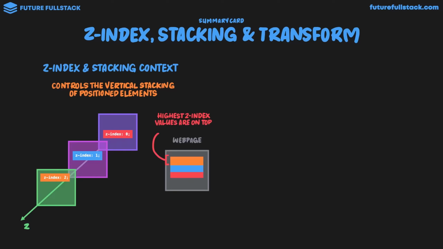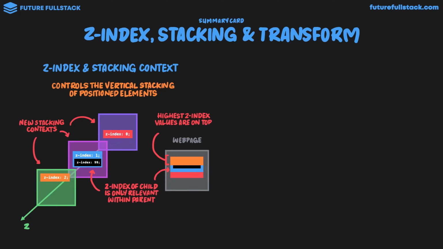Each of these elements, which had different z-index values, created new stacking contexts, where any children inside these stacking contexts that had a z-index value were only considered in relation to their parent. For example, if we expanded the element z-index of 1 to become a container, and we added a child element with a z-index value of 99, the z-index of the child is only relevant within the parent. So even though it has the largest z-index value in this setup, it would never appear above the orange element, because it's a child of the element with a z-index of 1. And the z-index of the child element is in a new stacking context defined by the parent z-index of 1.